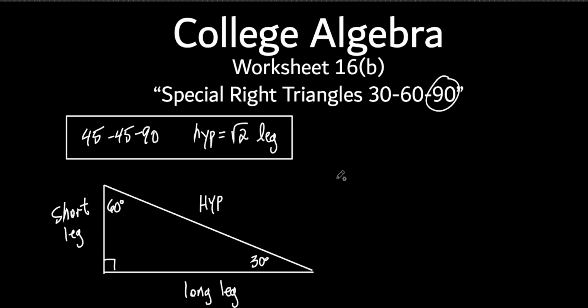So the first one, let's do the easiest one first. So we'll say the hypotenuse is equal. Now in a 45, it was equal to the square root of 2 times one of the legs. But this one is 2 times the short leg. I can't just say leg because they're two different sizes, right? One's short, one's long. I can't just say leg.